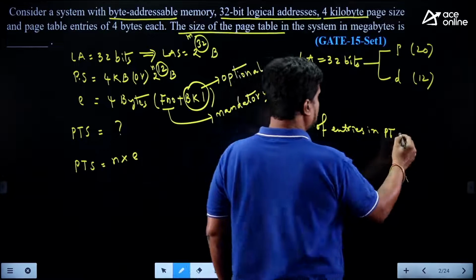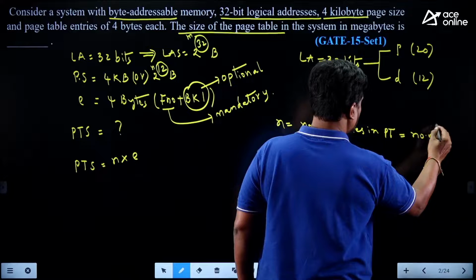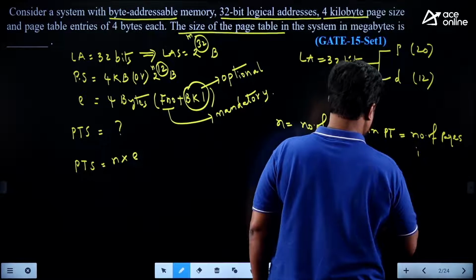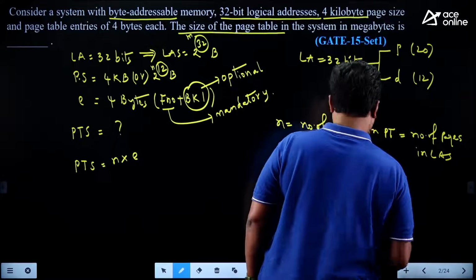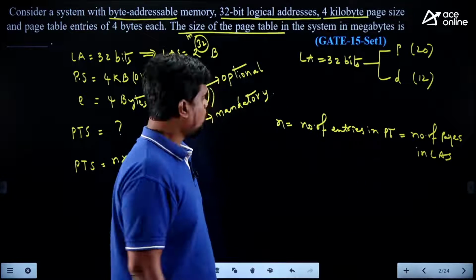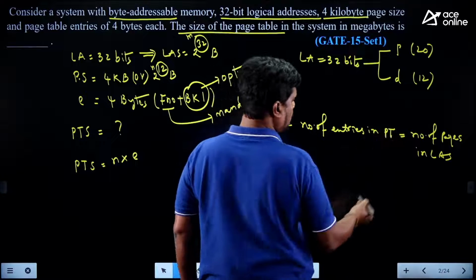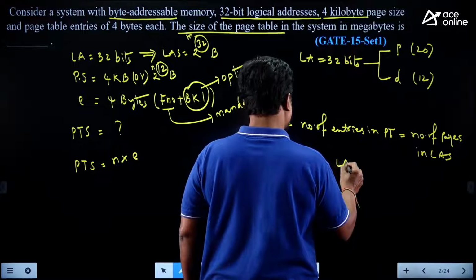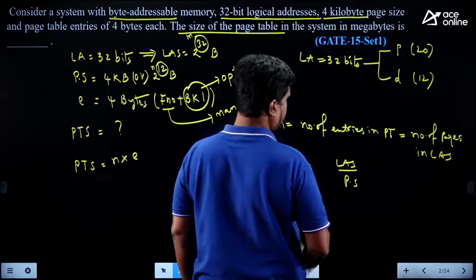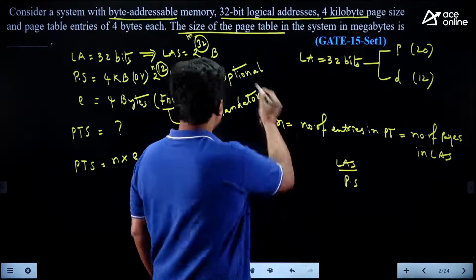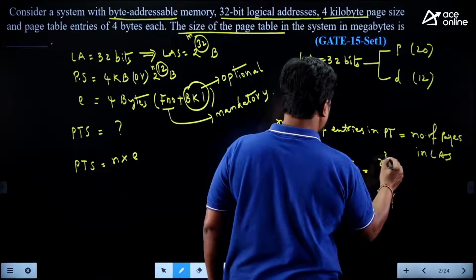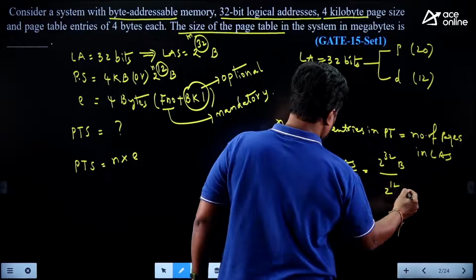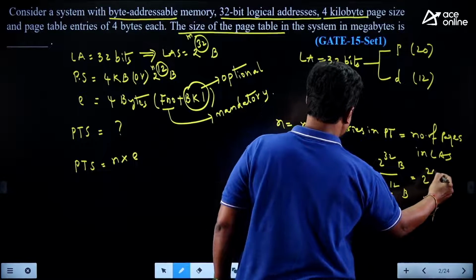And you know that the number of entries in the page table is equal to the number of pages in LAS. So how many entries in the page table are we having? That equals the number of pages in LAS. What is the formula we have? LAS divided by page size. So what is the LAS here according to this? 2 to the power of 32 bytes divided by the page size, 2 to the power of 12 bytes, which is going to be 2 to the power of 20.